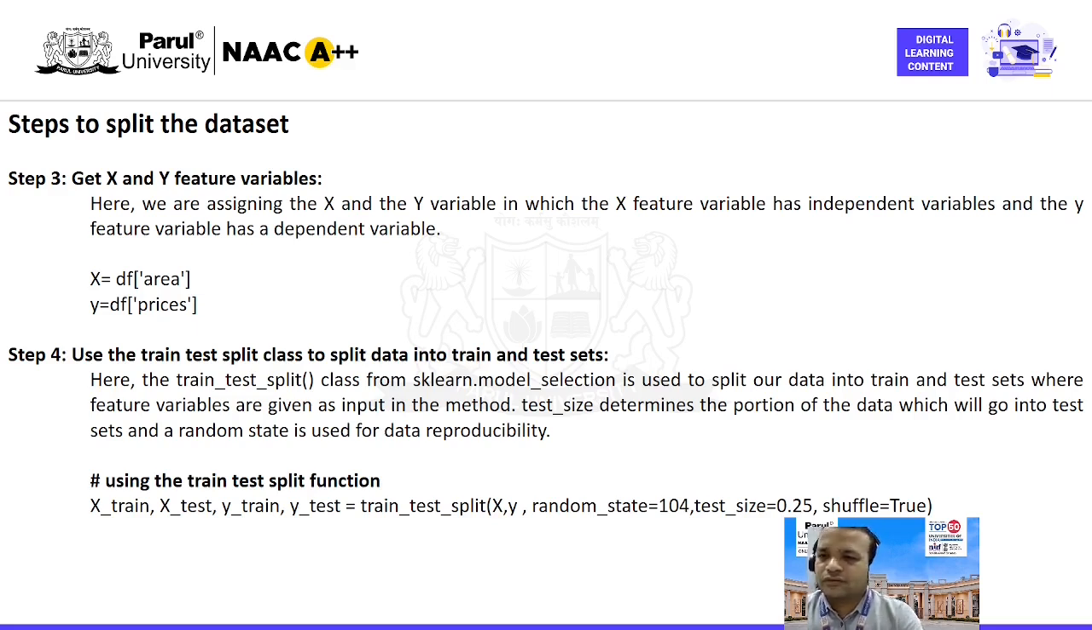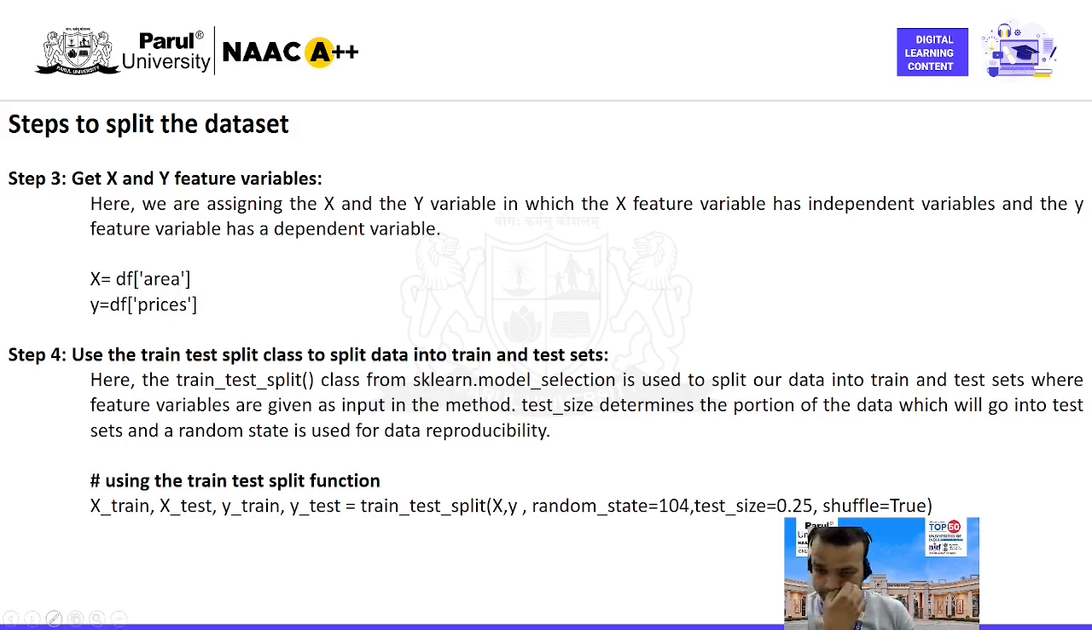Step number 4, use the train_test_split class to split data into train and test sets. Here the train_test_split class from scikit-learn, sklearn.model_selection, is used to split our data into train and test sets, where feature variables are given as input in the method. Test size determines the portion of data which will go into the test set, and random state is used for data reproducibility.